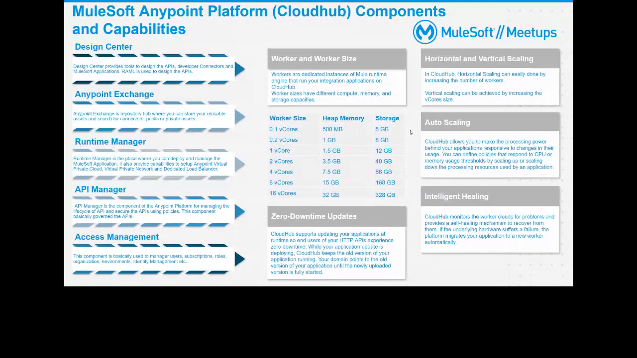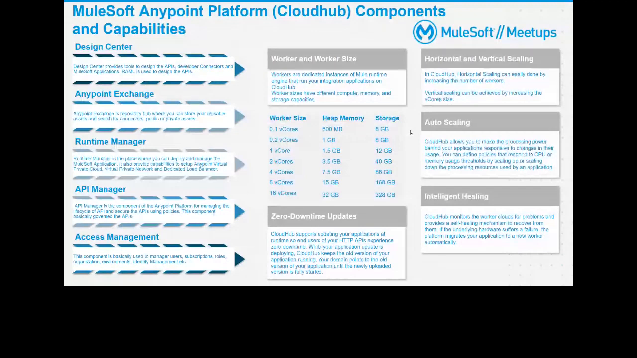Okay. Worker size is nothing but you define the size of your worker basically. It starts from 0.1 vcore, 0.2 vcore. The maximum vcore you can assign is up to 16 vcores per application. So one of the advantages you get from the cloud is that all the applications run in isolated mode basically. So one application doesn't depend on the other application.